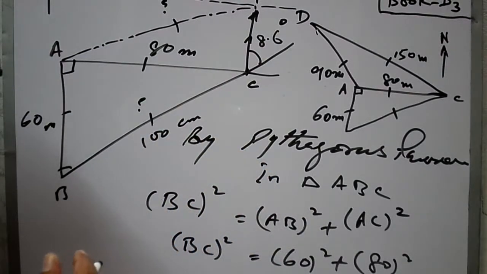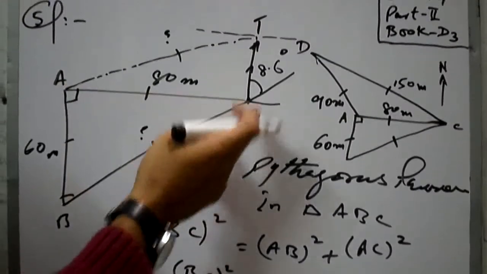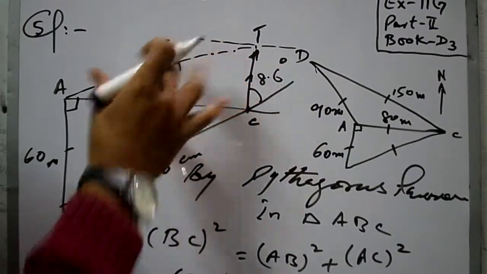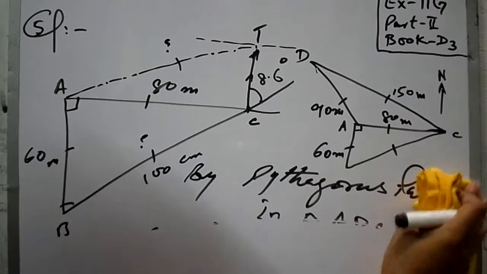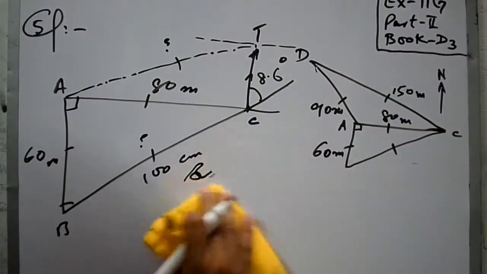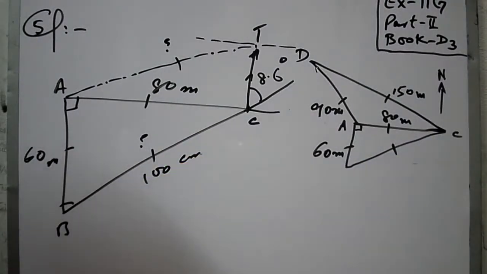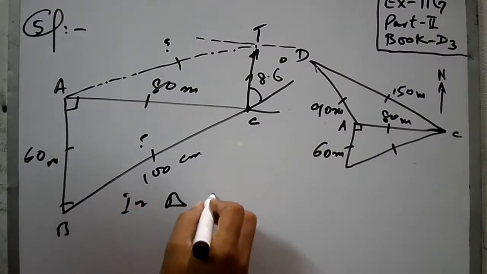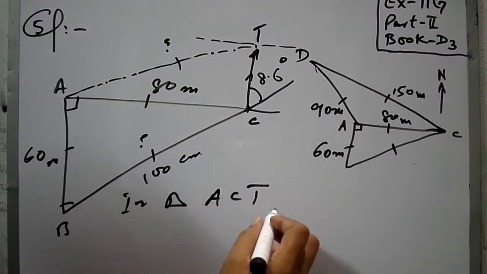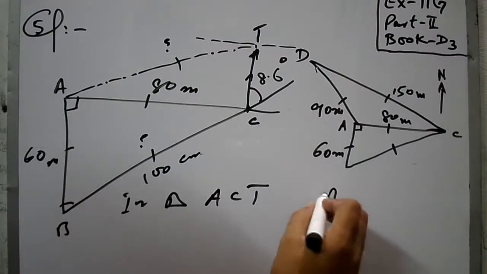Now we can find, we take the triangle ACT, because we have to calculate the value of AT. Now see further. In triangle ACT, we have to find AT.